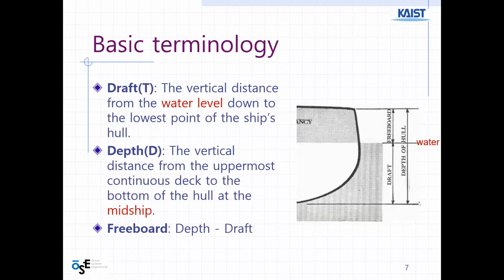And for basic terminology, the draft and depth of the ship are similar but different. And also there is a freeboard. On your right-hand side, there is a figure that shows the overall dimension, the vertical dimension of the ship. This is the middle part of the ship, a sectional shape. The whole vertical dimension is the depth of the hull. And it is divided into draft and freeboard.